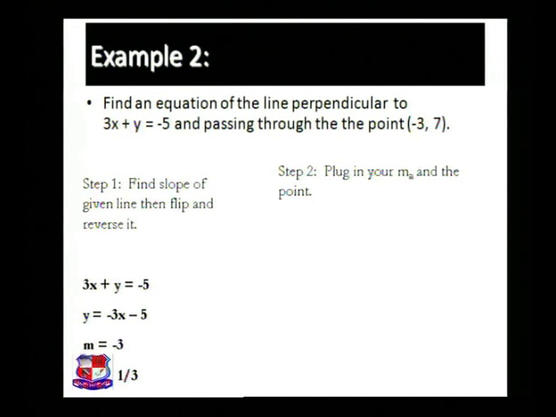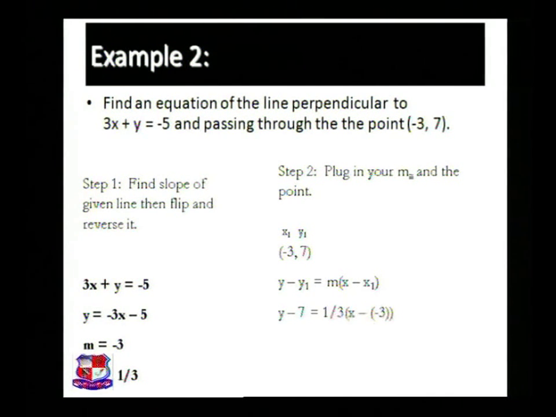Step 2: now we have the slope of the required line, which is 1/3, and the required line is passing through the point (-3, 7). So here (x1, y1) equals (-3, 7). The equation of the line is y minus y1 equals m times (x minus x1), that is the point-slope form, right? So the point (x1, y1) is (-3, 7), so y1 equals 7.